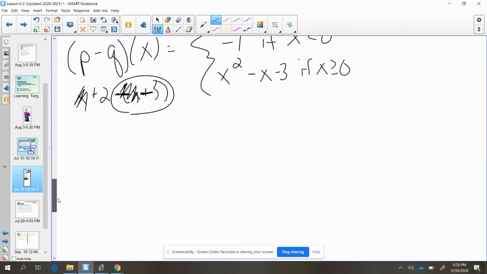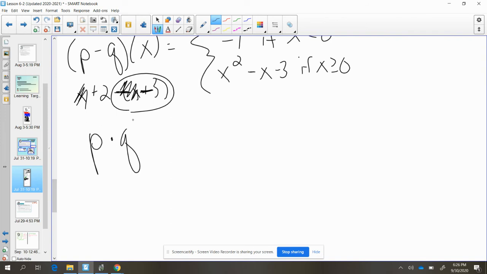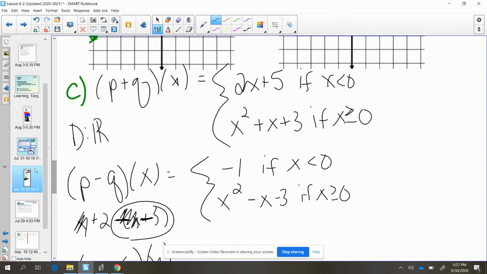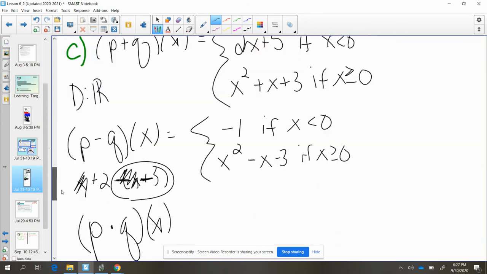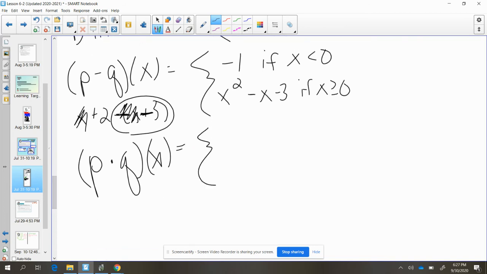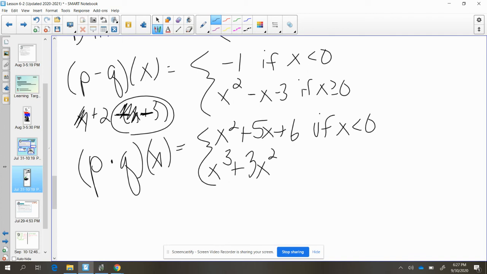Multiplying these, when we multiply p times q of x, we are multiplying here these two pieces. So x plus 2 times x plus 3, and then x squared times x plus 3. This time we end up with x squared when we expand plus 5x plus 6 and x cubed plus 3x squared. And that's again if x is less than 0 or if x is greater than or equal to 0. Okay.